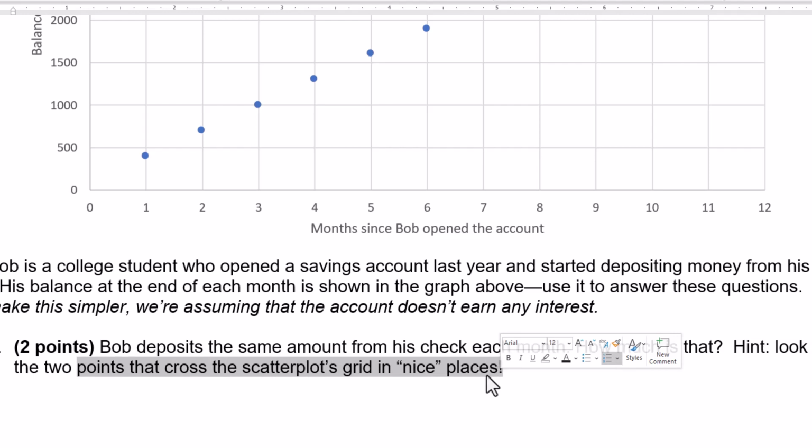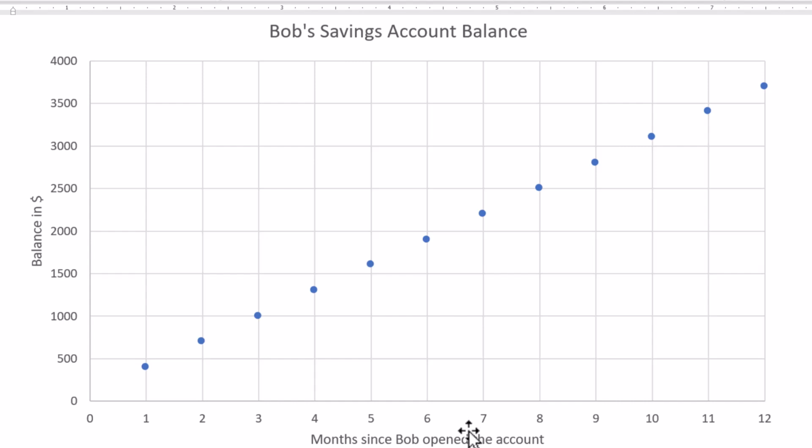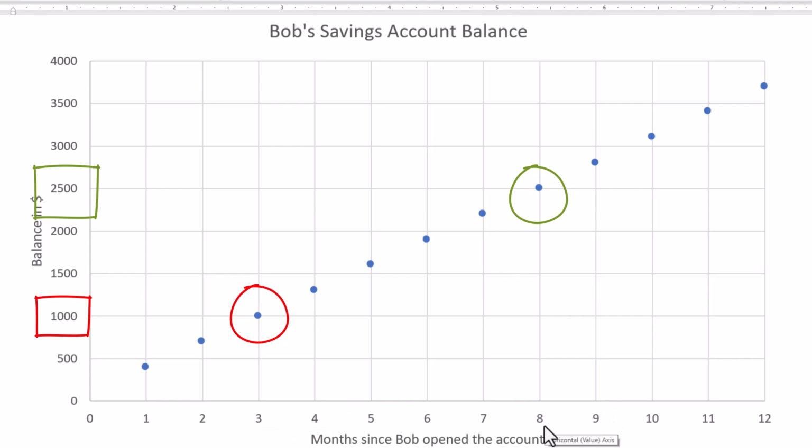Okay, I think I know what Becky's getting at here. If you look at this graph, the nice places are at month 3, where it looks to be $1,000, and at month 8, where it looks to be $2,500. So from month 3 to month 8, that's 5 months, and the account has gone up $1,500 in 5 months because it goes from 1,000 to 2,500. So $1,500 over 5 months is going to be $300 a month.